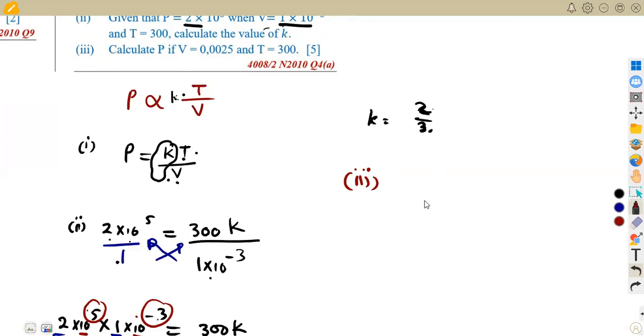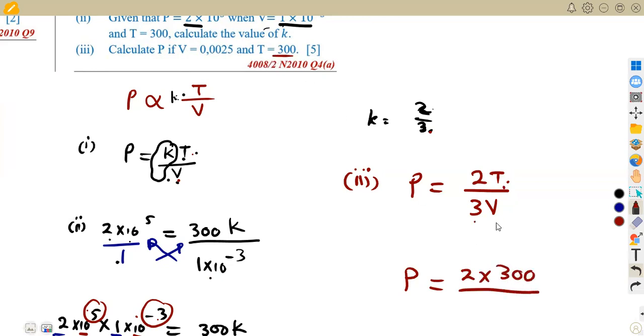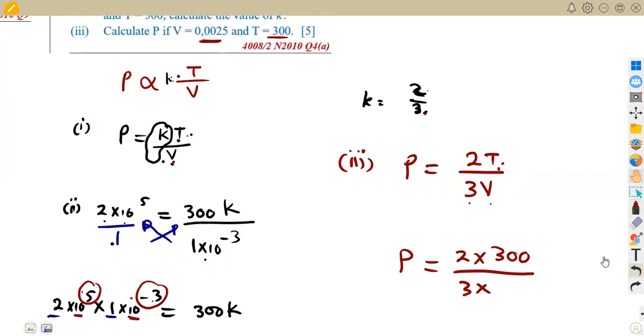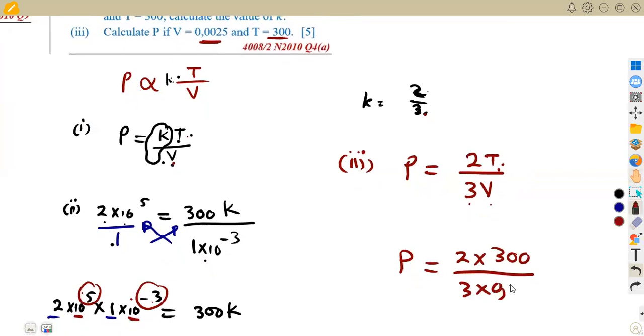So P in this case is going to be given as 2 times T in the numerator. So it's going to be 2T/3 times V. So it's going to be 3V like this. So that's how you substitute a fraction. In this case, the numerator multiplies the numerator, denominator to the denominator. So meaning to say we can substitute our values. We are given the value of T in this case, which is 300. So that is 300/3V. That is 3 times the value of V, which is 0.0025 like this. All right.